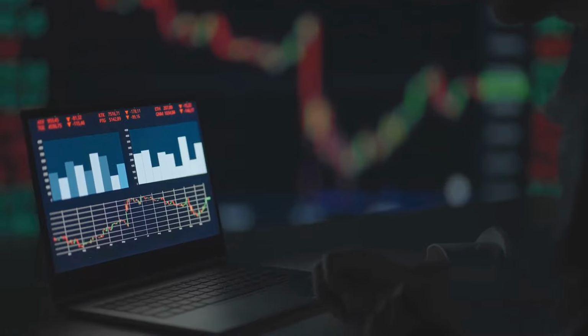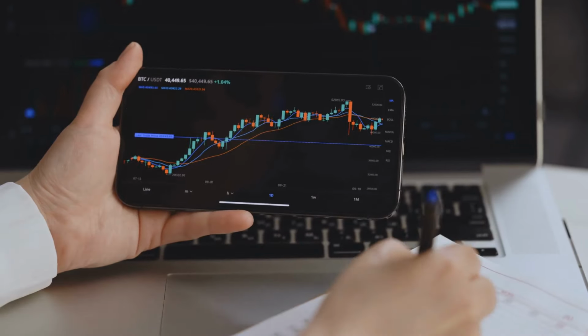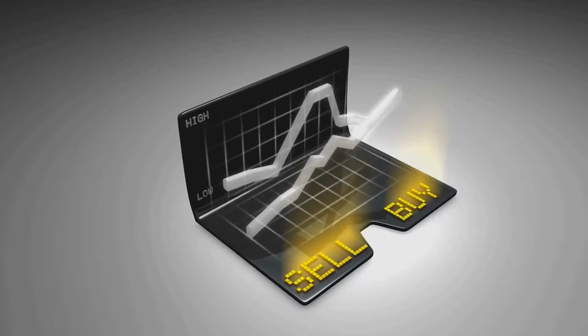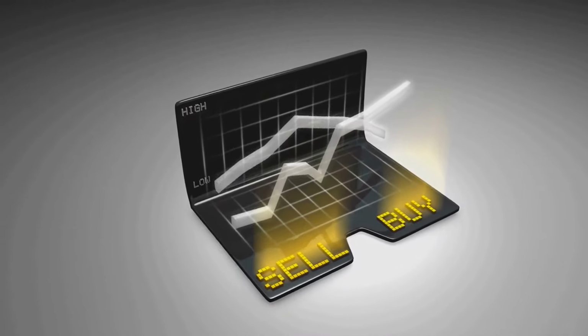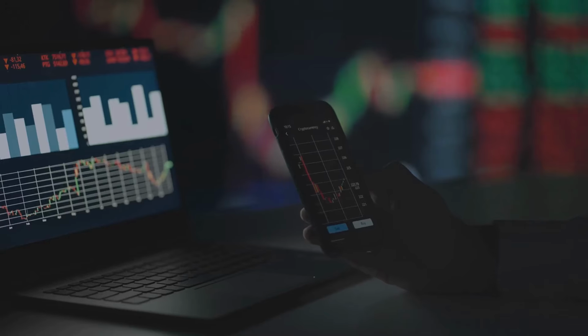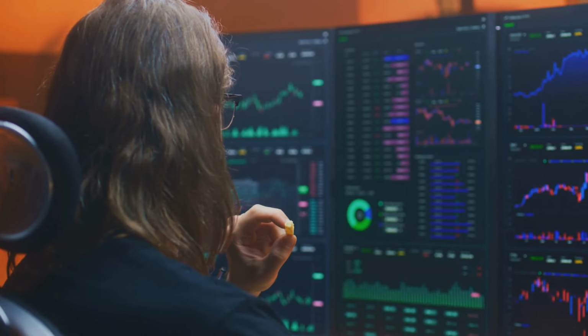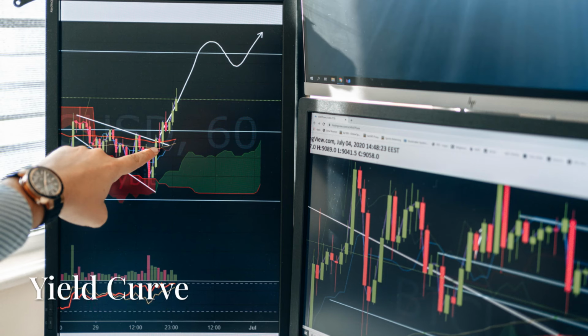Options are financial instruments giving investors the right, not the obligation, to buy, which are call options, or sell, known as put options, a stock at a predetermined price within a specific time frame. They can provide protection or speculation opportunities but require advanced understanding due to their complexity and risk.